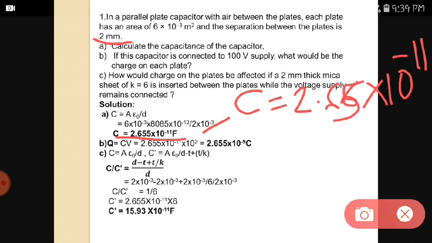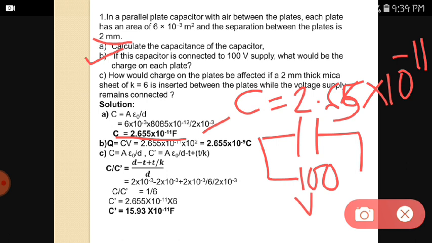Okay, so let us find the second thing. What is asked over here? The second thing, B: if this capacitor is connected to a 100 volt supply, what would be the charge on each plate? What they have given is that this is a capacitor and it is connected to a 100 volt battery. So what will be the charge on both the plates, that we have to find out.